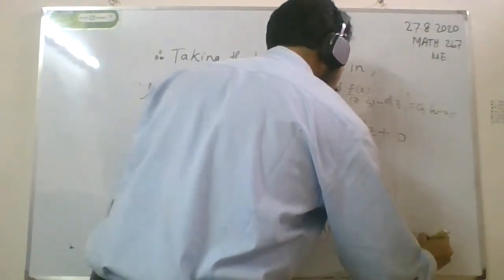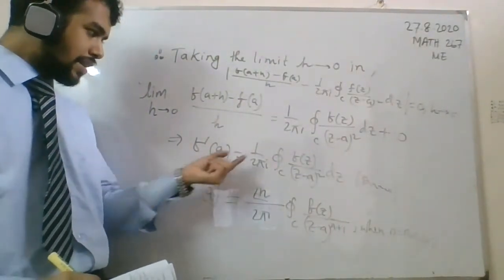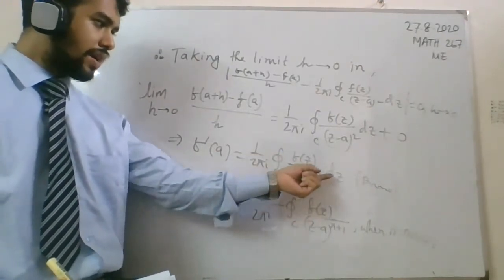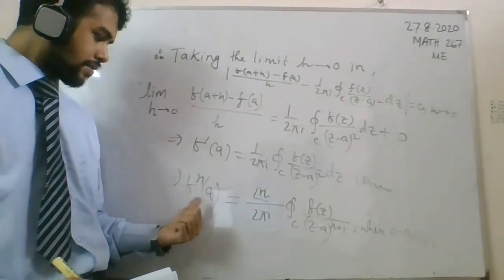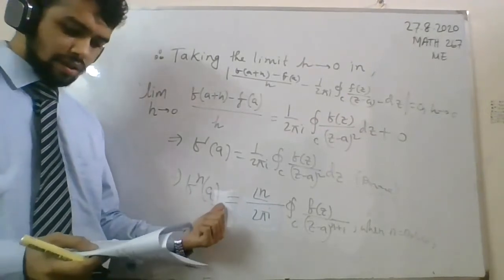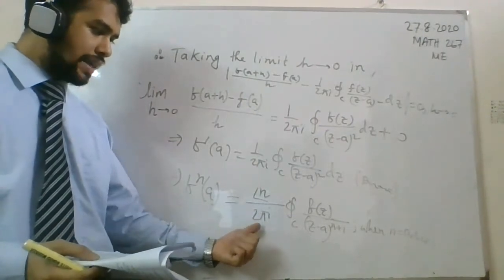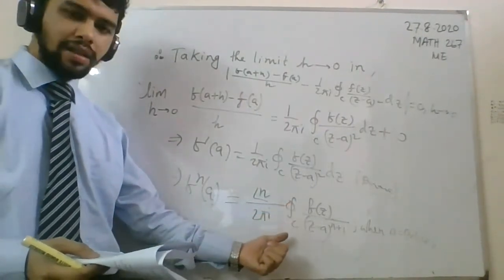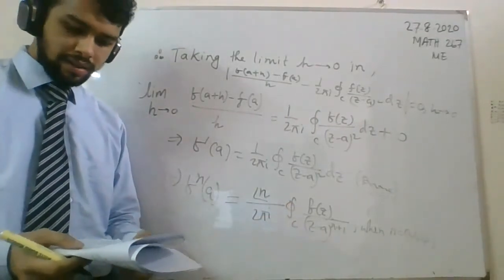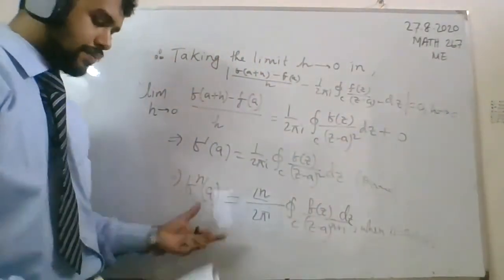0 1 2 3. So here just take a look at that. f prime(a) is 1 by 2 pi i integration f(z) over (z minus a) squared dz, and for the n-th derivative the formula is f^n(a) can be written as n factorial divided by 2 pi i integration f(z) divided by (z minus a) to the power n plus 1 dz. So this is the n-th derivative.